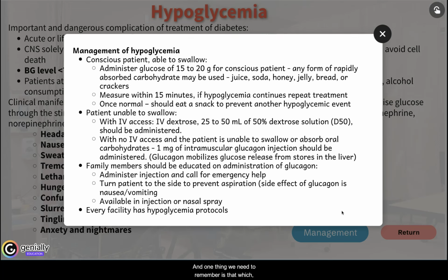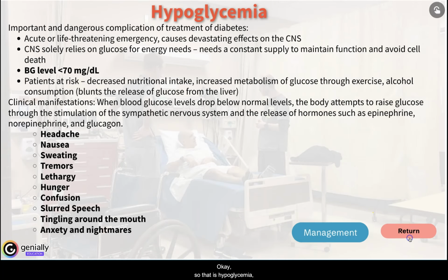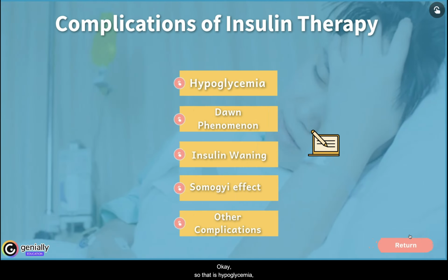One thing we need to remember is that depending on which hospital you work in, every facility has its own hypoglycemia protocols. Just like we talked about fluid and electrolytes, the electrolyte protocols, we have hypoglycemia protocols at every facility. Okay, so that is hypoglycemia, which is a complication of insulin therapy. Then we have other ones here.